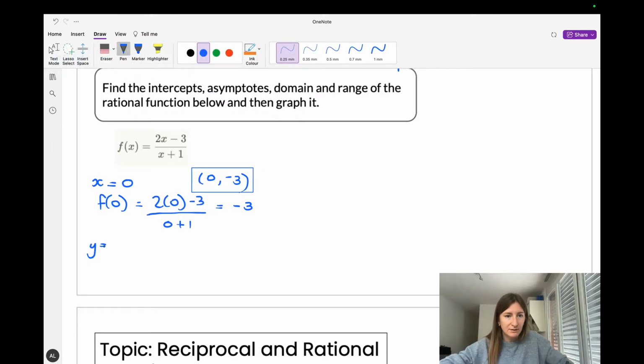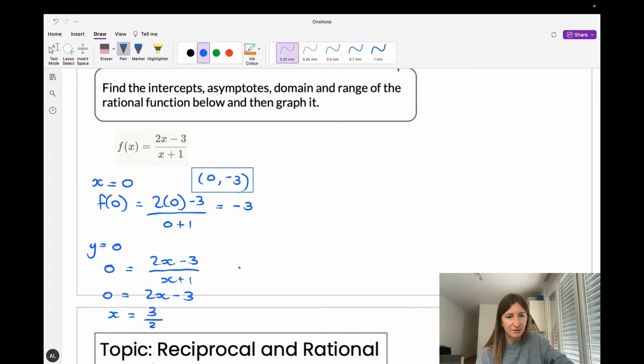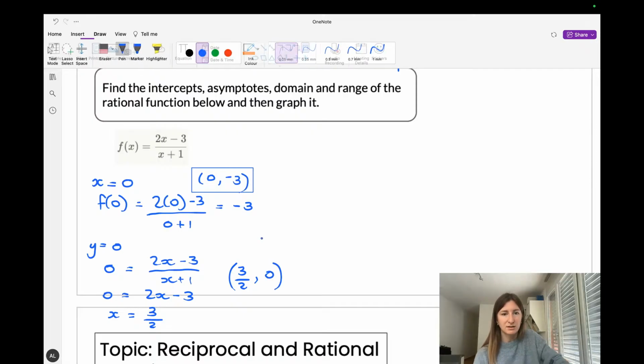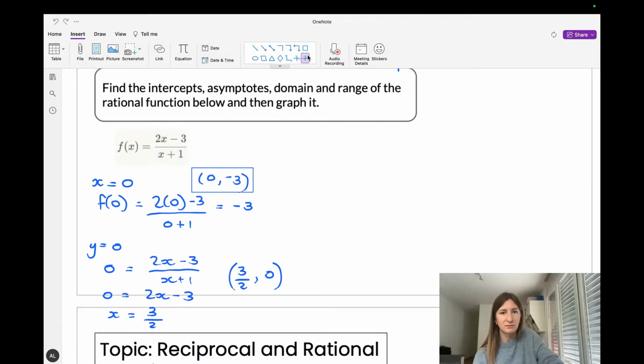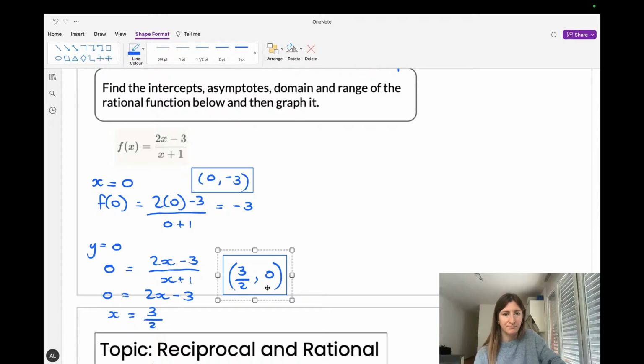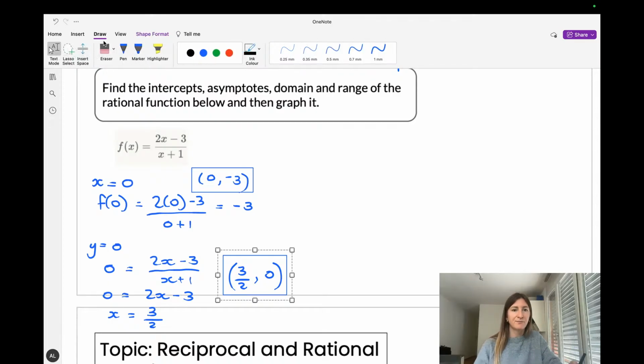Then let's do y equals 0. So in place of y, we put 0, 2x minus 3 over x plus 1. Multiply by x plus 1, and the other side is just 0. So we get 0 equals 2x minus 3. And then solve this equation. That's going to be x equals 3 over 2. So that's our next coordinate. We have x is 3 over 2, or 1.5, and y was 0. So that's our second intercept and coordinate that we have. There we go. So we'll keep those for later.